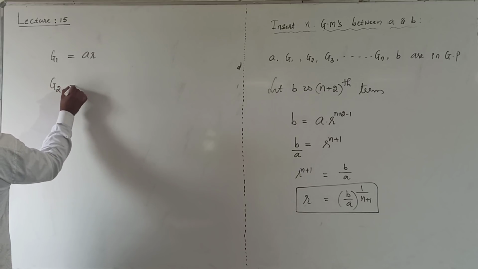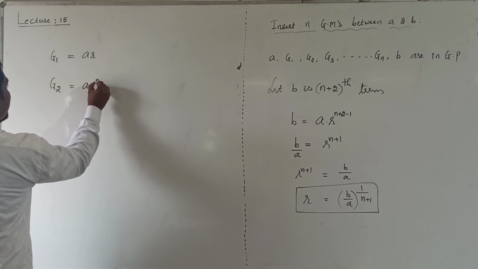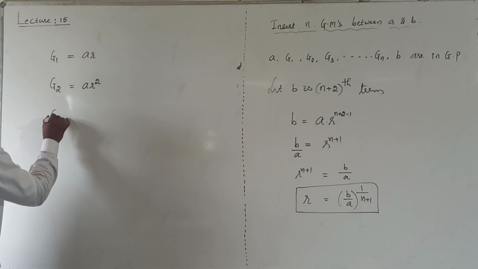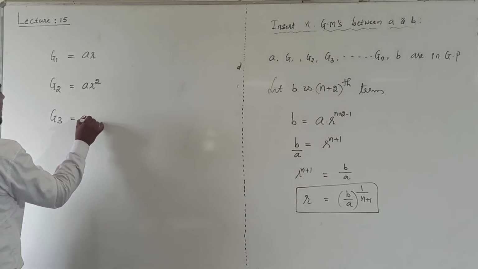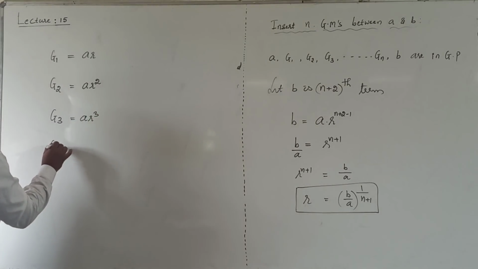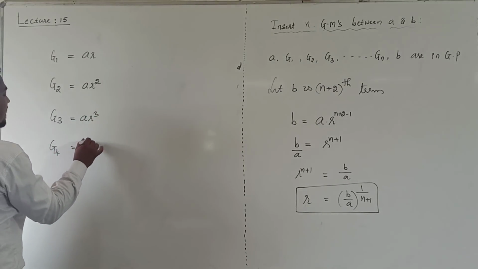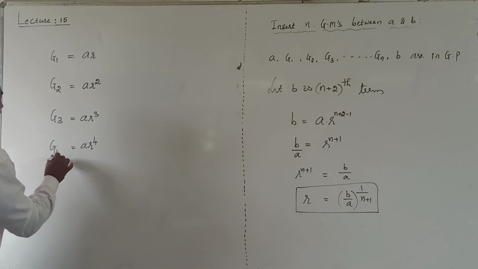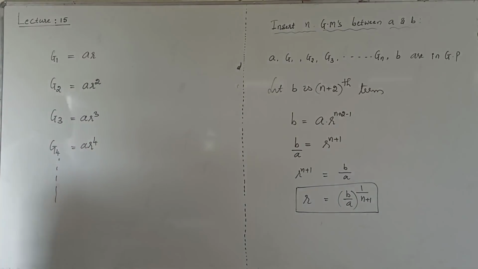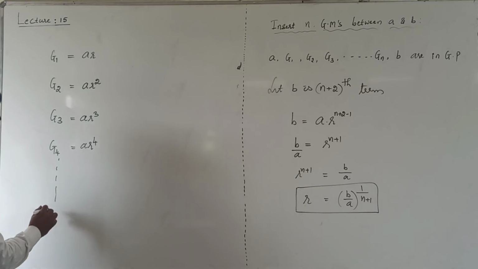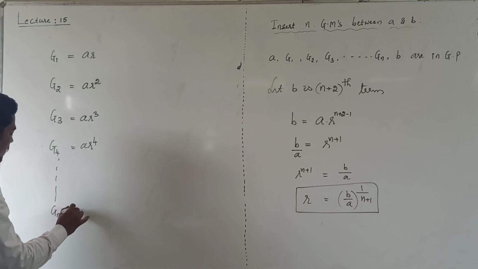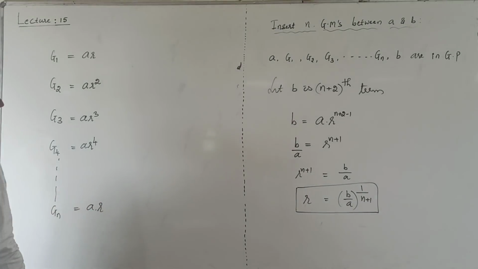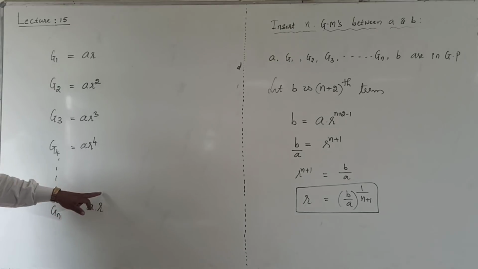And G2 is equal to A into R square. G3 is equal to A into R cube. G4 is equal to A into R power 4 and so on. And Gn is equal to A into R power n.